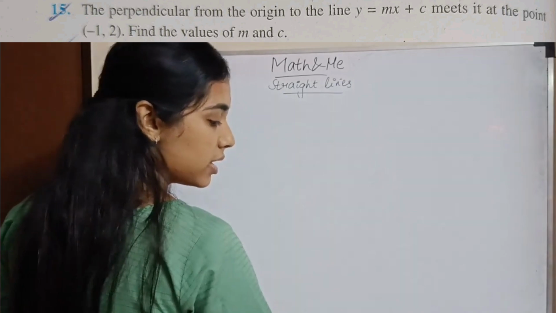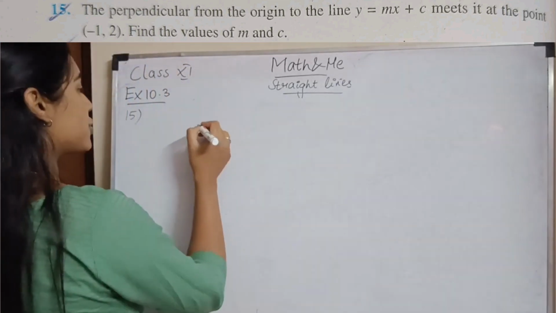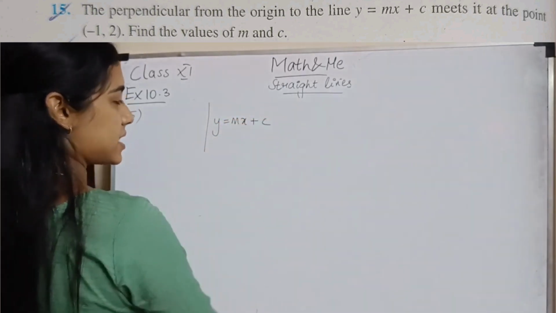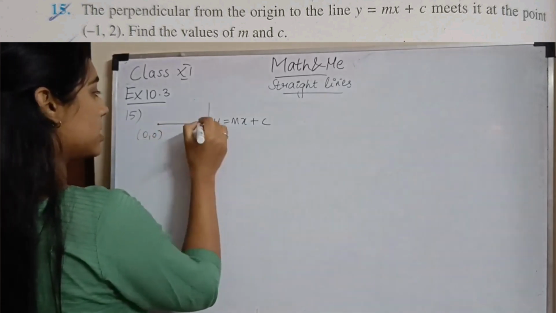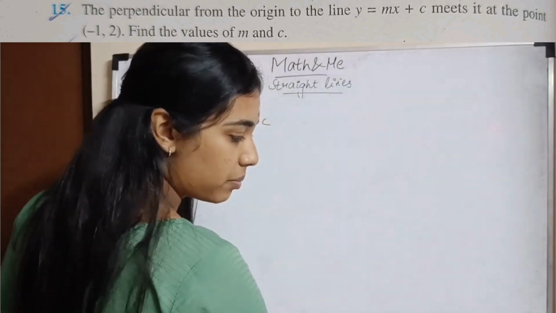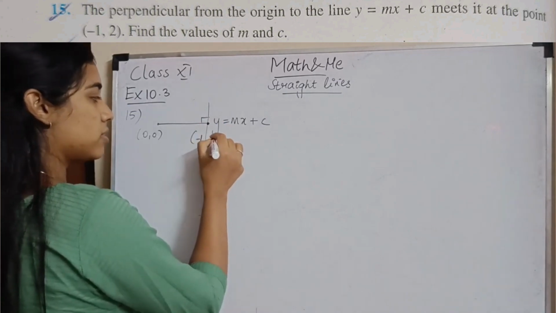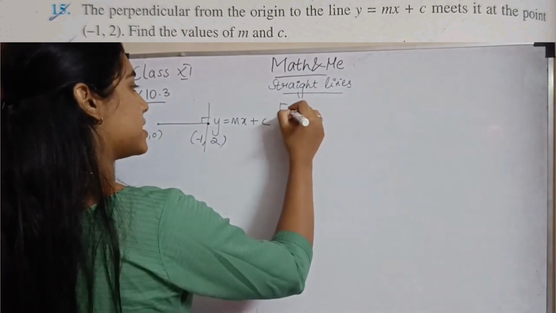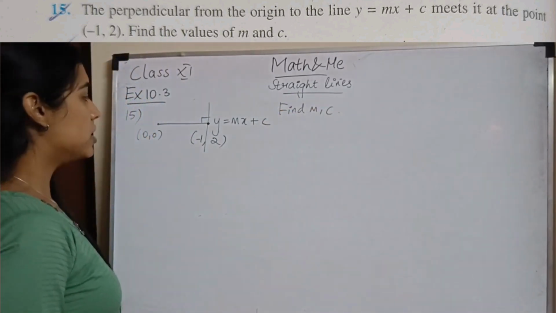Question number 15. The perpendicular from the origin to the line y equals mx plus c. So you have a line y equals mx plus c. The perpendicular from the origin. So this is the origin and this is a perpendicular line. Meets it at a point minus 1 comma 2. So the point is minus 1 comma 2. Find the values of m and c. Find m comma c. Okay, so what do we do?